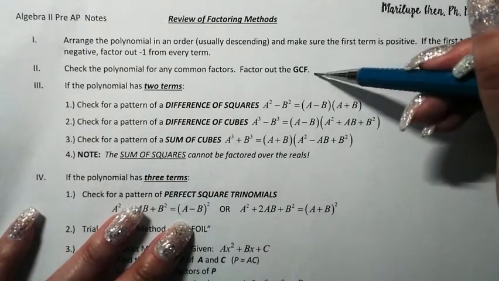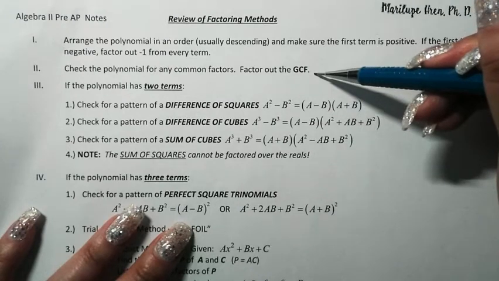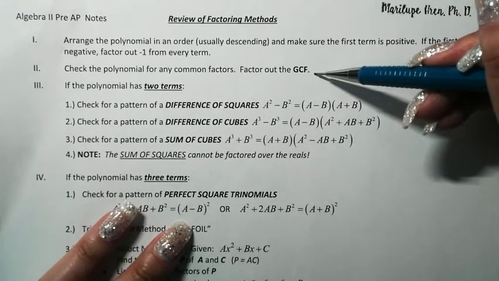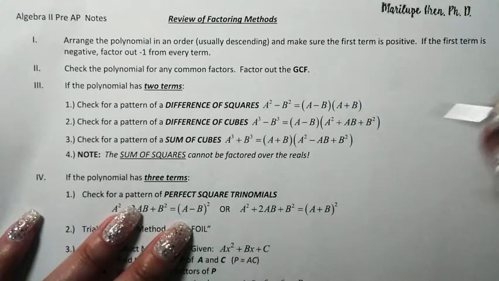Second recommendation here is check the polynomial for any common factors, kind of like the greatest common factor. If you have one, take it out. You are going to make that equation easier.